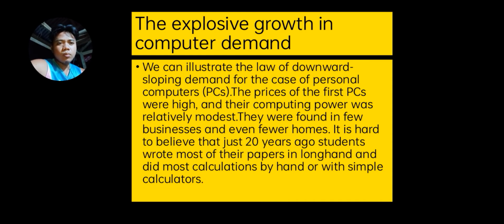The explosive growth in computer demand. We can illustrate the law of downward sloping demand for the case of personal computers, or PCs. The price of the first PCs was high and their computing power was relatively modest. They were found in few businesses and even fewer homes. It is hard to believe that just 20 years ago students wrote most of their papers in longhand and did most calculations by hand or with simple calculators.